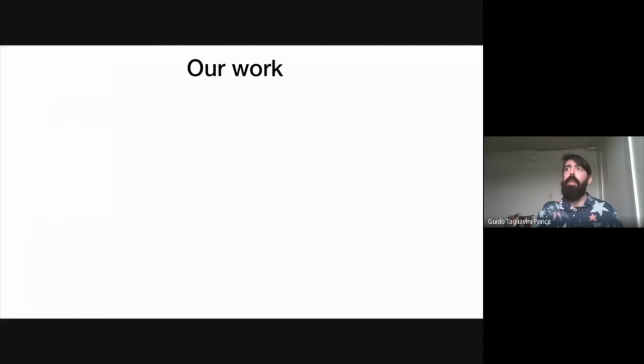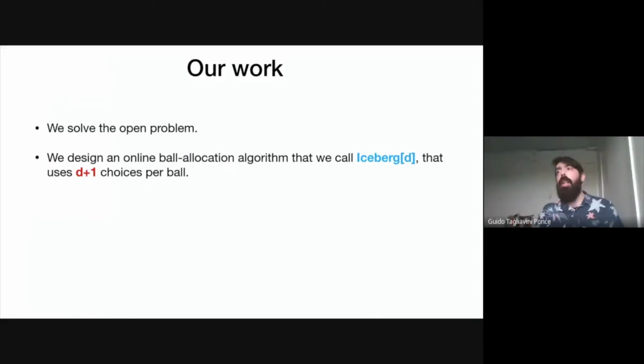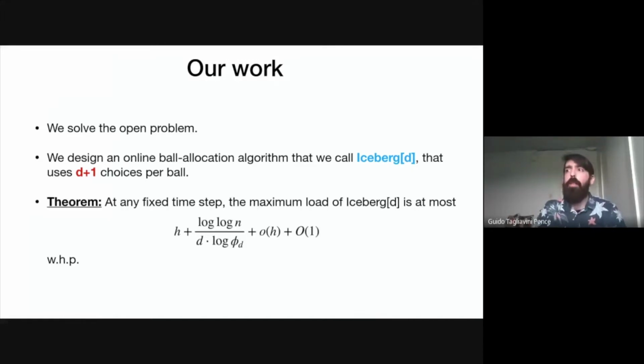Okay, so in our work, we solve this open problem. We design an online ball-allocation algorithm that we call Iceberg D that uses D+1 choices per ball. And the theorem is that at any fixed time step, the max load of Iceberg is at most h plus log n divided by d log phi of t, plus lower order terms, with high probability.